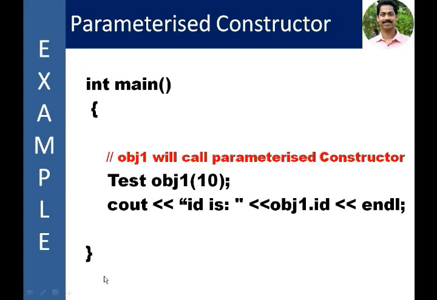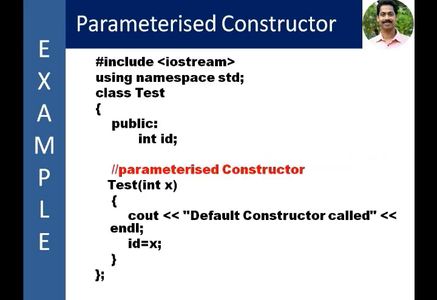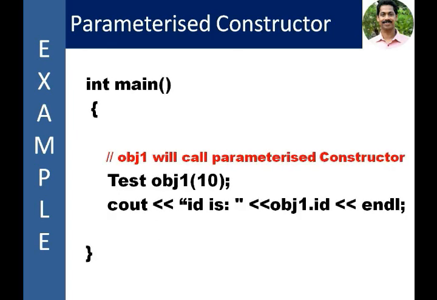So coming to the main program, test obj1 within brackets 10. Here 10 is the parameter. This parameter is passed into this constructor test, and the 10 will be received by the variable x. Then that 10 in x will be assigned to the member variable id. So here we are printing that id value, cout id is obj1.id. So we will get a result 10 because this 10 is assigned to the member variable of obj1 through a parameterized constructor. This is a demonstration program for the parameterized constructor.